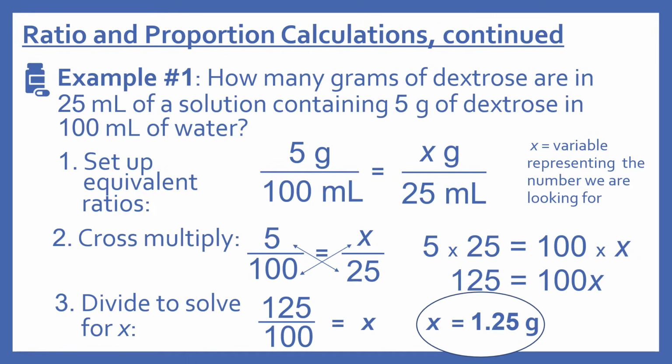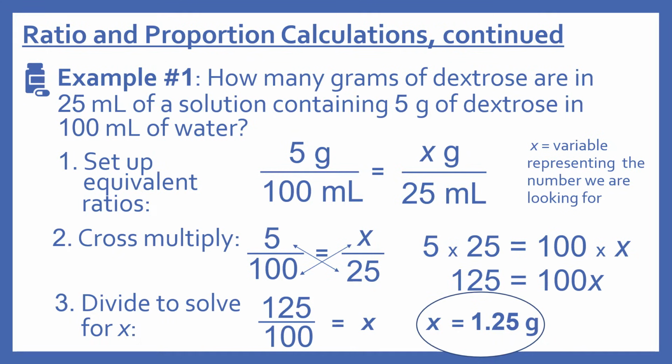Now we're going to cross multiply. This just means to multiply in an X pattern when you have equivalent ratios set up here. So we can do 5 times 25 equals 100 times X. And if we just simplify that, we get 125 equals 100x. And then we just have to divide to get our answer.